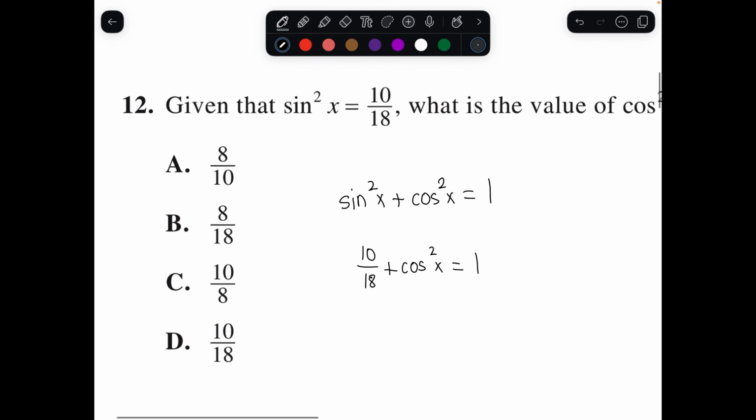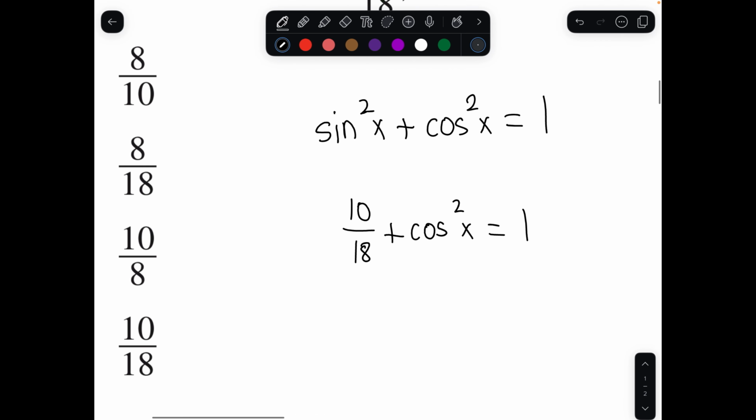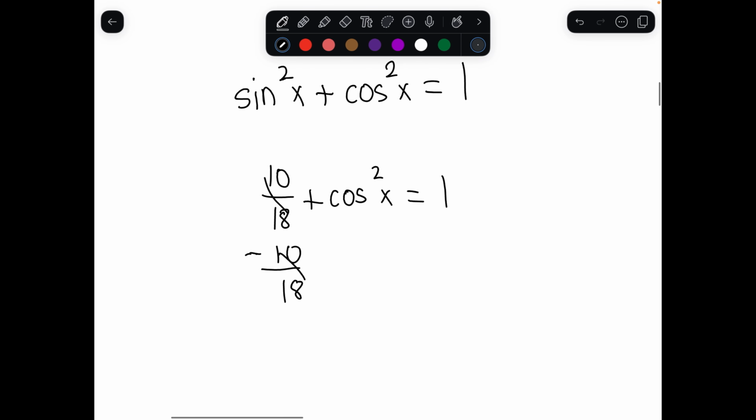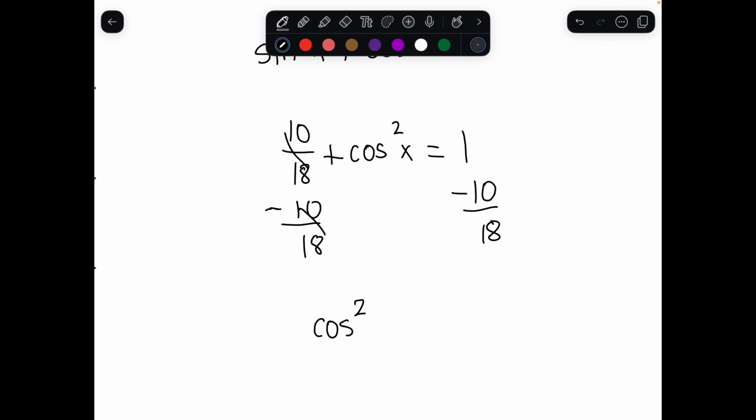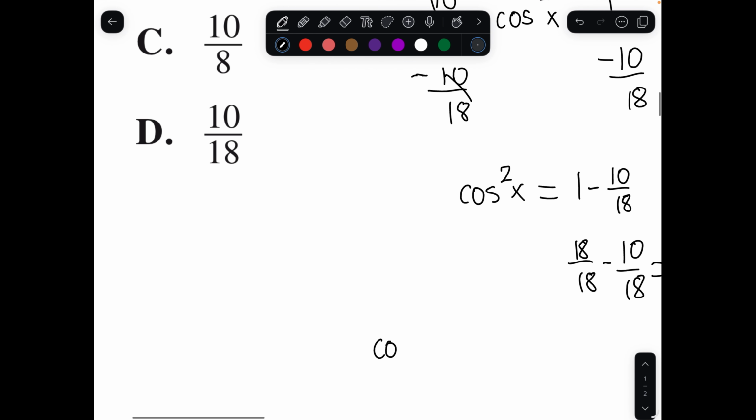And now since we're solving for cosine squared x, we can just solve for that, right? By subtracting 10 over 18. So cosine squared x equals 1 minus 10 over 18. 1 is the same thing as 18 over 18. And you get 8 over 18. So cosine squared x is 8 over 18.